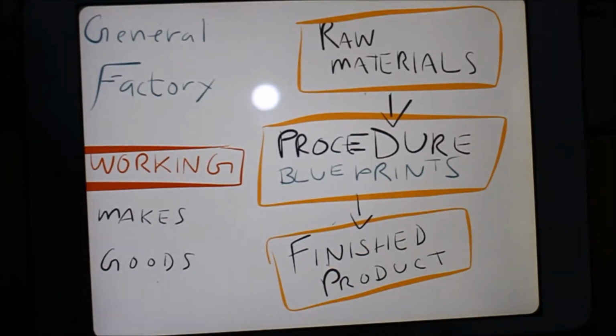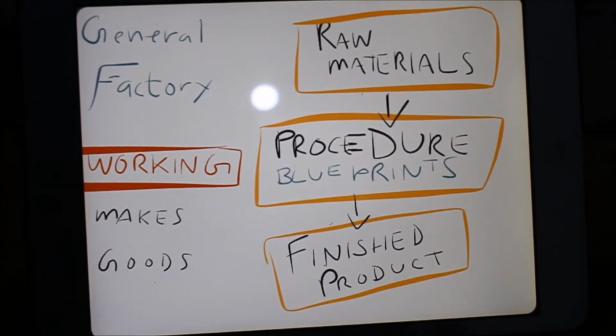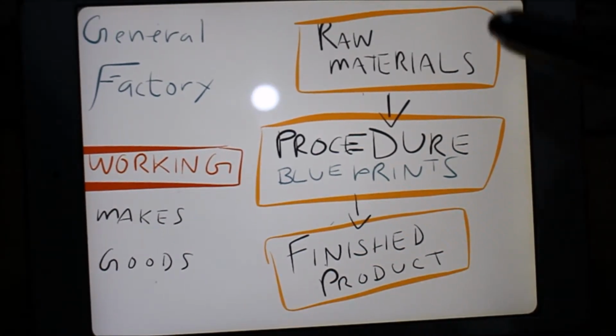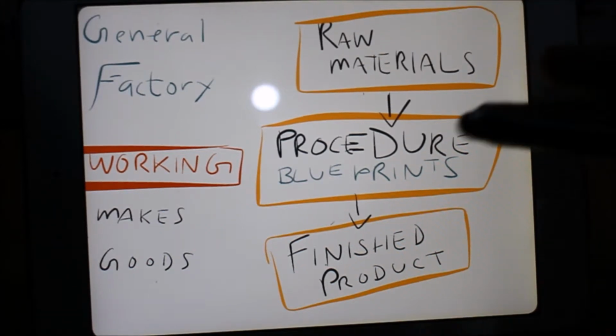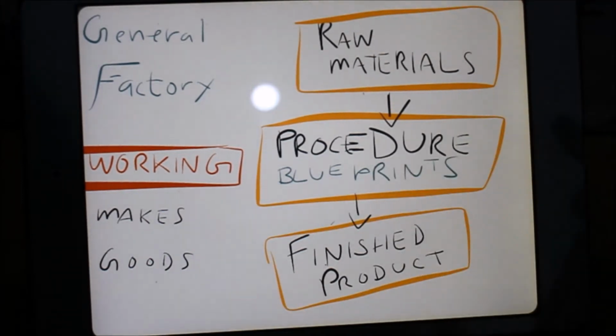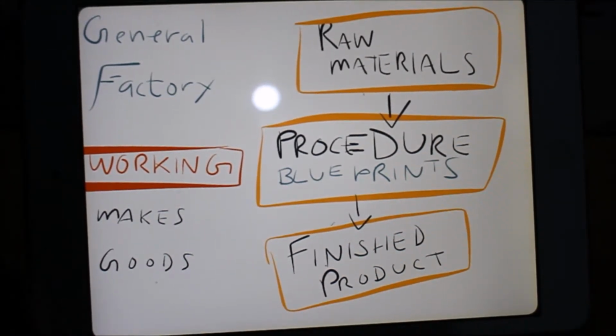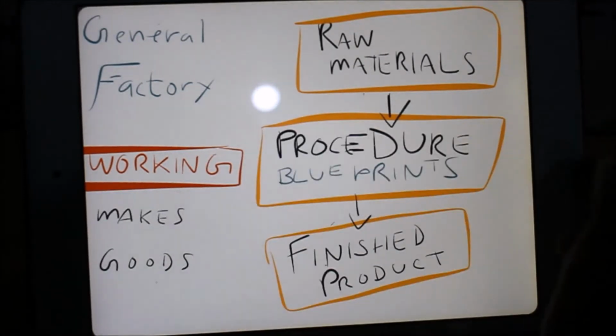Now, a class as an object factory. So what does a normal factory do? It takes in the raw materials and it has a procedure of making it, that is the blueprints. It shows you how to make the product, and then it gives a finished product. That is the working of a general factory which makes goods.